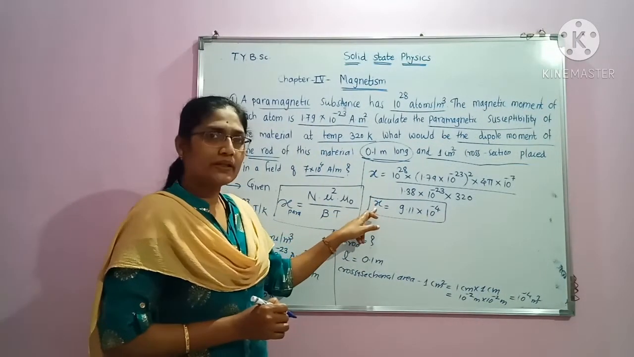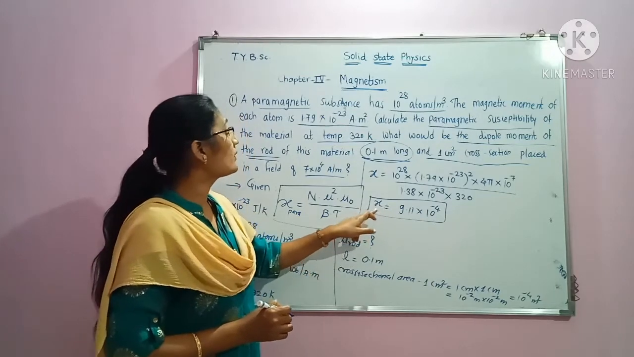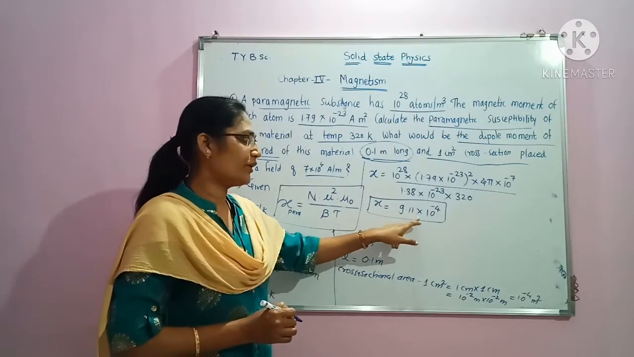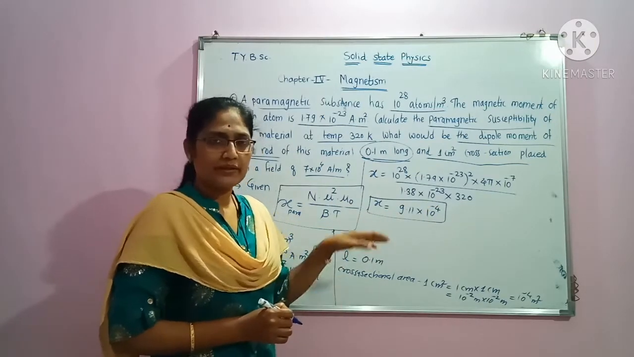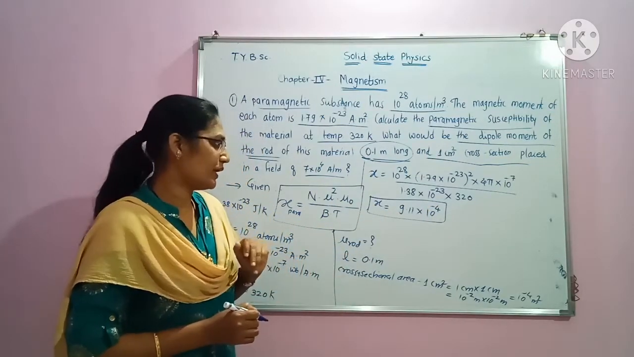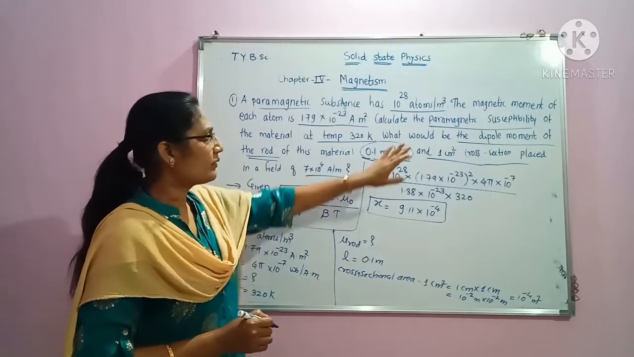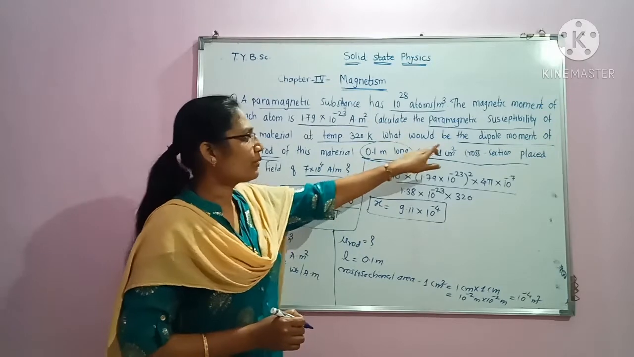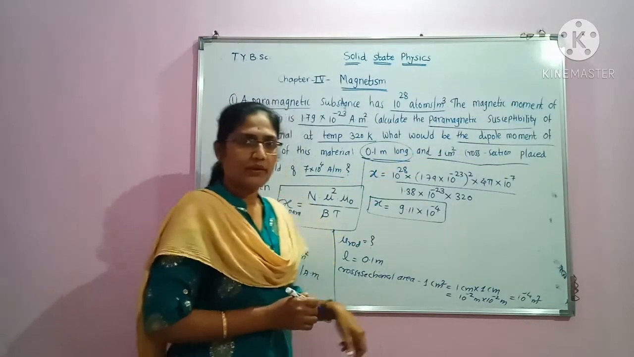So we have obtained the value of paramagnetic susceptibility of the substance as 9.11 into 10 raised to minus 4. It is a dimensionless quantity. Now second part, first part we have covered. Now in second part we have to calculate the dipole moment.